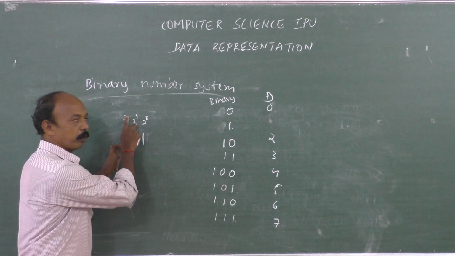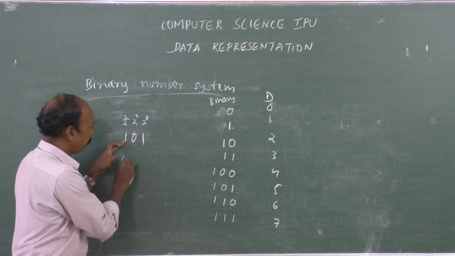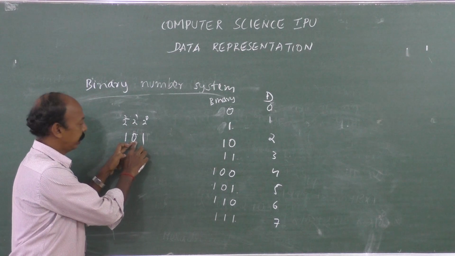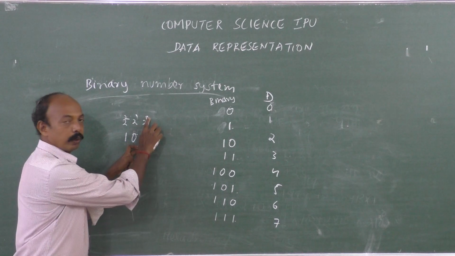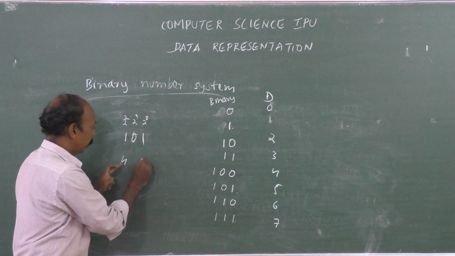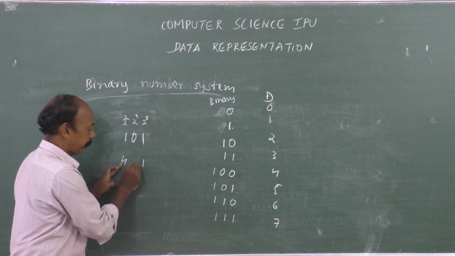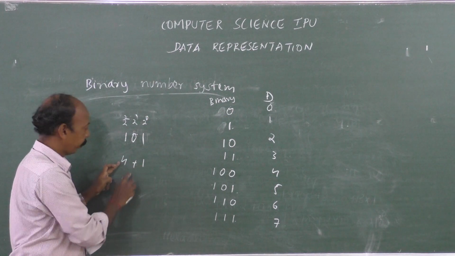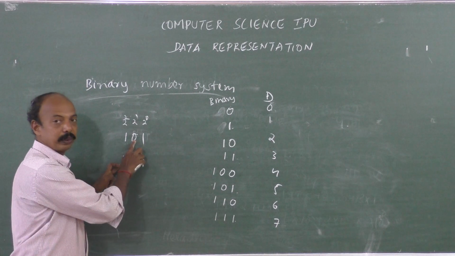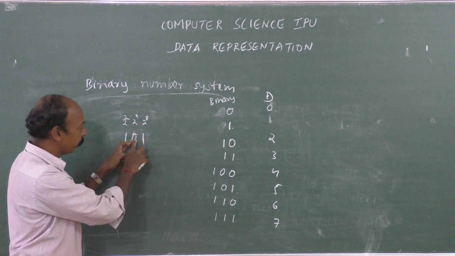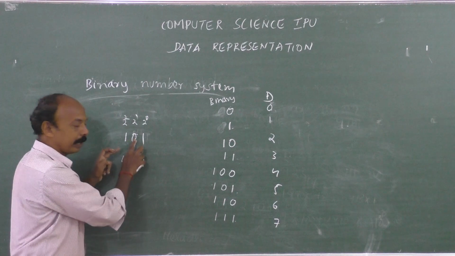2 to the power 2 is how much? 2 into 2, that is 4. Wherever there is 0, just leave it. This is 2 to the power 0. Anything to the power 0 is 1. So this is 1. Add it up. 4 plus 1, that's 5. We have not added this. Why? Because it's 0. Don't add the value for which that particular symbol is 0.